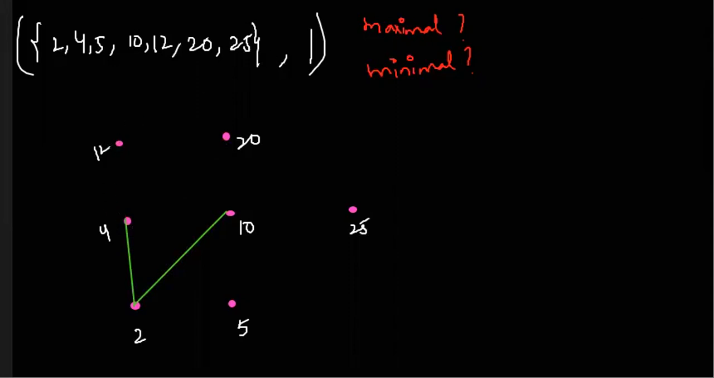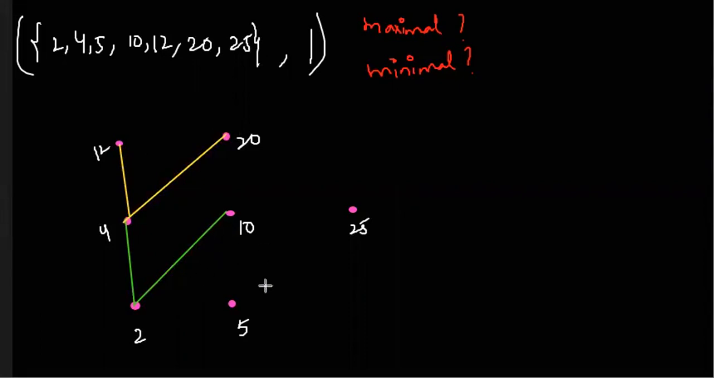So we will move on to the next one, which is 4 divides 12 and 4 divides 20. Now you can see that 2 divides 4, 4 divides 12. So obviously 2 will divide 12. Similarly, 2 divides 4, 4 divides 20. So 2 will divide 20. We don't need the transitive edge.